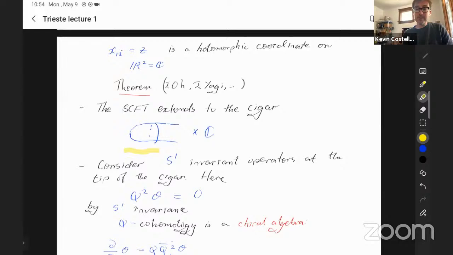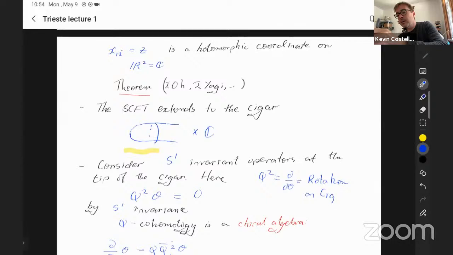So if we do this, we can do the following trick. Above, we saw that Q squared was d by d theta. So that's rotation on the cigar. If I take an operator which is at the tip of the cigar, it makes sense to ask that that operator is rotation invariant. It's uncharged under rotation. And on such operators, Q squared is 0 because Q squared is rotation.